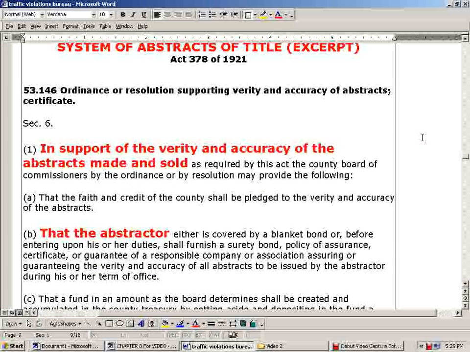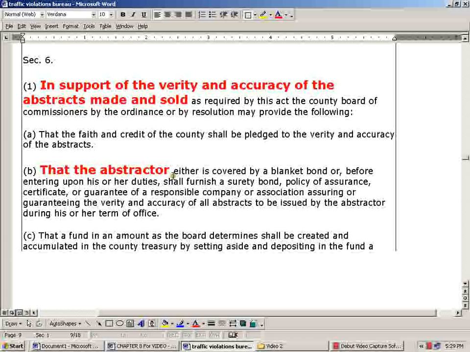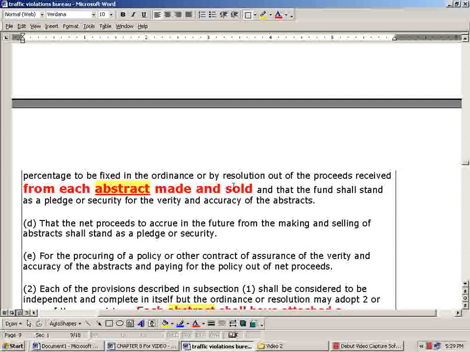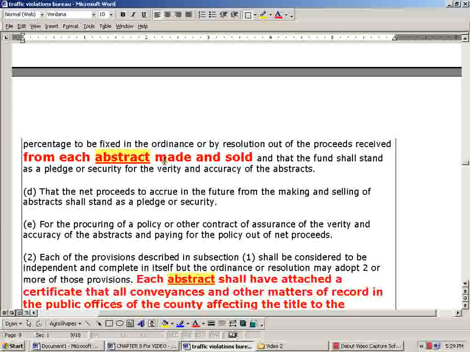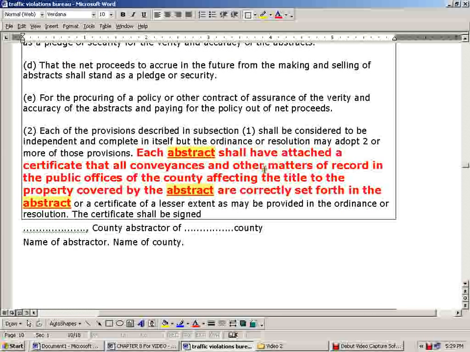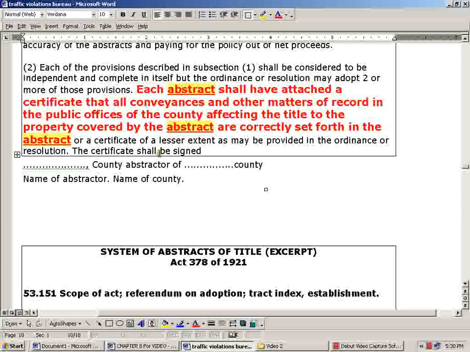A system of abstracts in support of the validity and accuracy of the abstracts made and sold. So they're selling abstracts. We got a person called the abstractor. Well, who the hell is he? They got somebody holding an office called the abstractor, from each abstract made and sold. Well, who's selling abstracts? What are the abstracts of, and who are they selling them to? Each abstract shall have attached a certificate that all conveyances and other matters of record in the public offices of the county affecting the title to the property covered by the abstract are correctly set forth in the abstract, or certificate of lesser extent, and so on. The certificate shall be signed, blank, county abstractor of some county, name of abstractor, name of county. That would be a very interesting book to find.